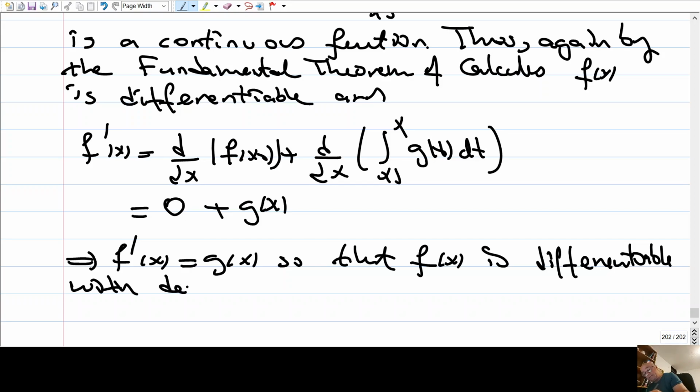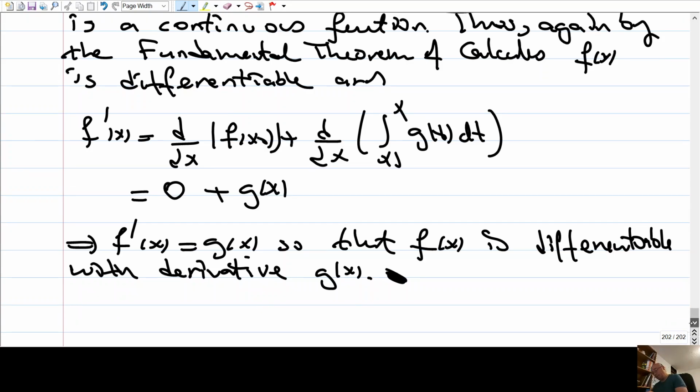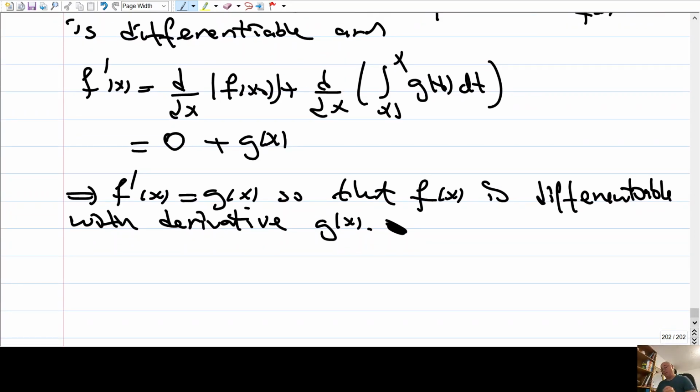With derivative g of x. And this finishes the proof. Okay. Any questions so far?